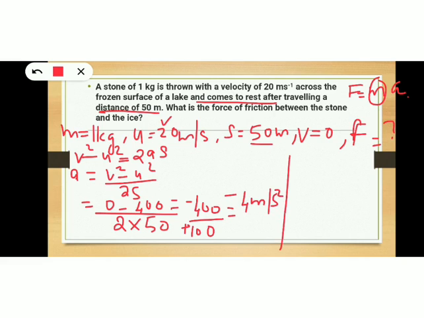Now we can find out the force. Acceleration is minus 4, then force will be F is equal to ma, and mass is given. Mass is 1 kg. So 1 into acceleration, which is minus 4. So force will be minus 4 Newton. So this is the force of friction. The negative sign in the answer indicates that it is a frictional force, because frictional force always directs in the opposite direction of motion. Okay, so you can pause the video and note down the problem.